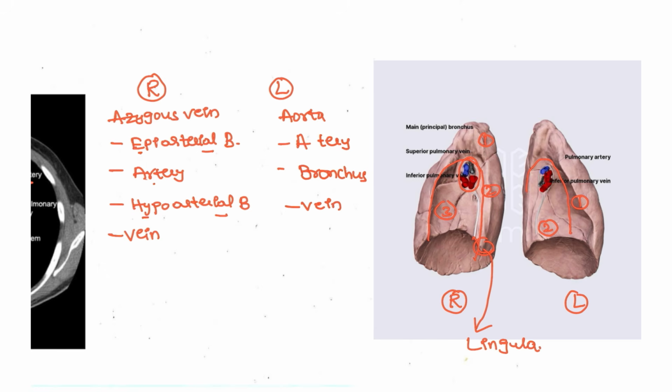So the artery is between the two bronchi on the right side, whereas on the left side only one bronchus is between the artery and the vein. Okay, and what are the structures passing above the hilum? On the right side the azygos vein, on the left side the aorta. Okay, this is the important part that you have to remember.